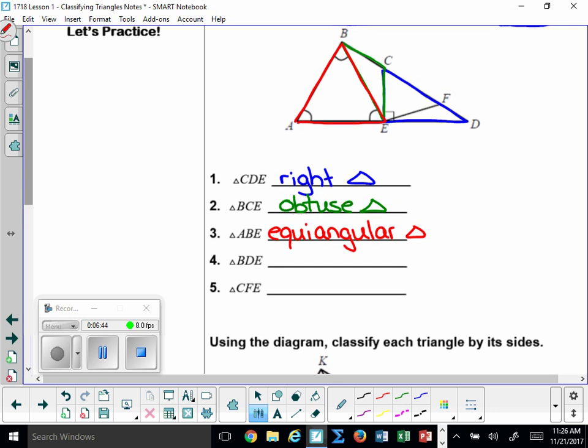Let's see. BDE. Obtuse. And CFE. Acute. Make sure you've either written out the word triangle or drawn the triangle symbol with all of these names. If you fail to do that on the test or the quiz, I will mark it wrong.